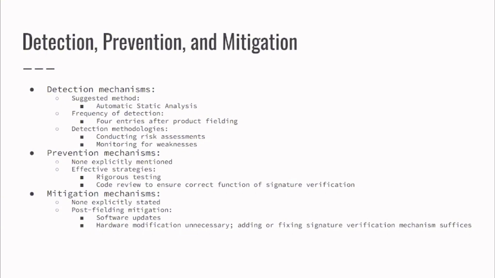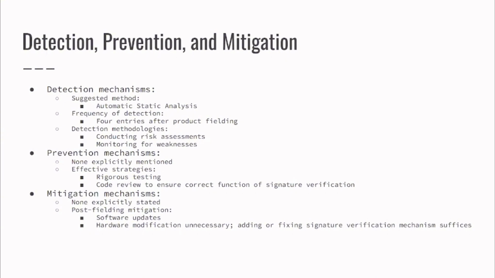There are no explicitly listed mechanisms for the prevention of this weakness, but general programming guidelines are effective methods to aid in prevention, such as rigorous testing and reviewing the code to ensure that the function responsible for verifying the signature functions correctly. Some methodologies to help detect this weakness could include risk assessment, static analysis, and monitoring for weaknesses, as these will all catch or minimize the weakness before it becomes exploited.